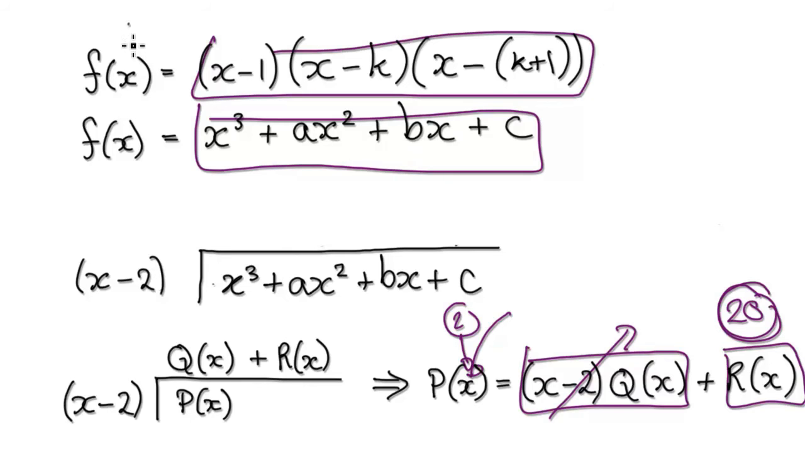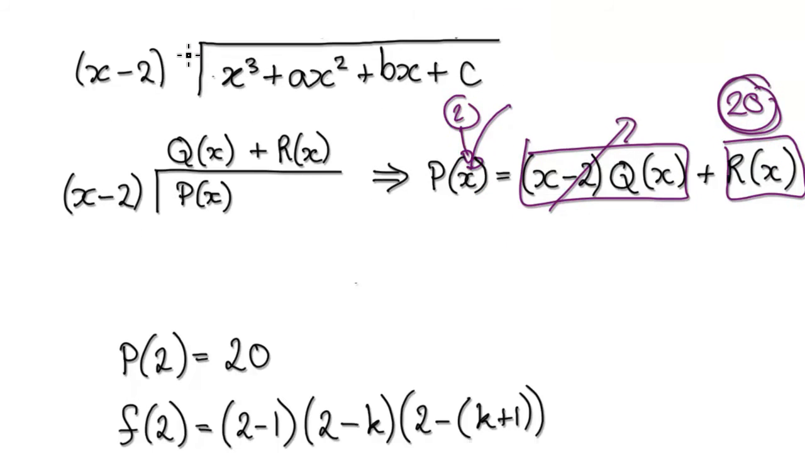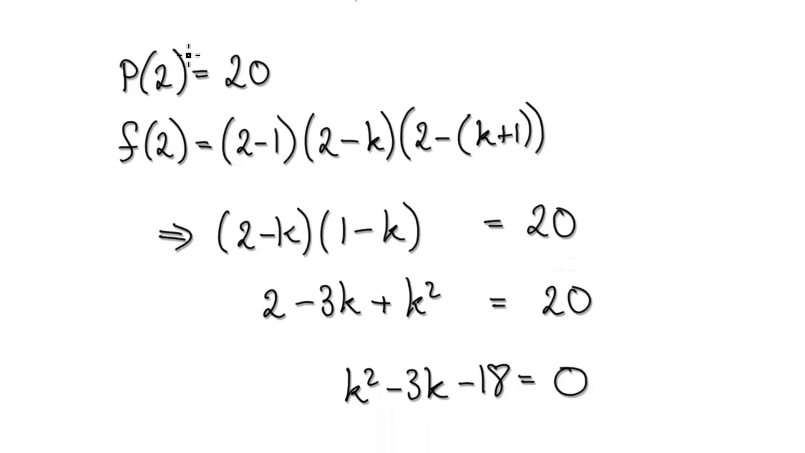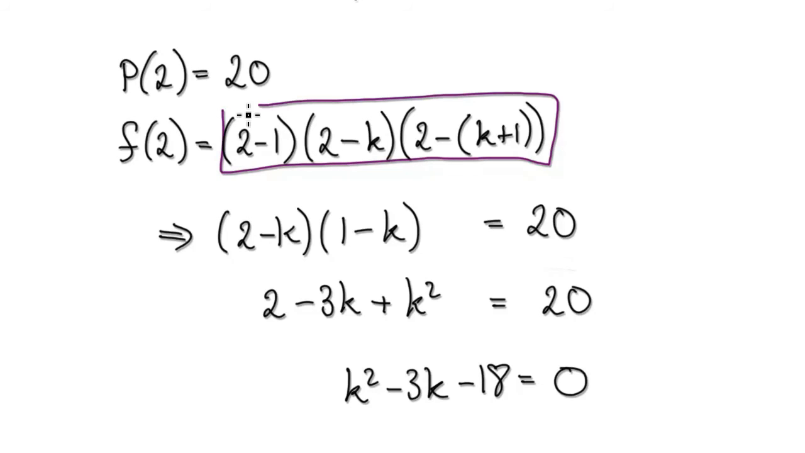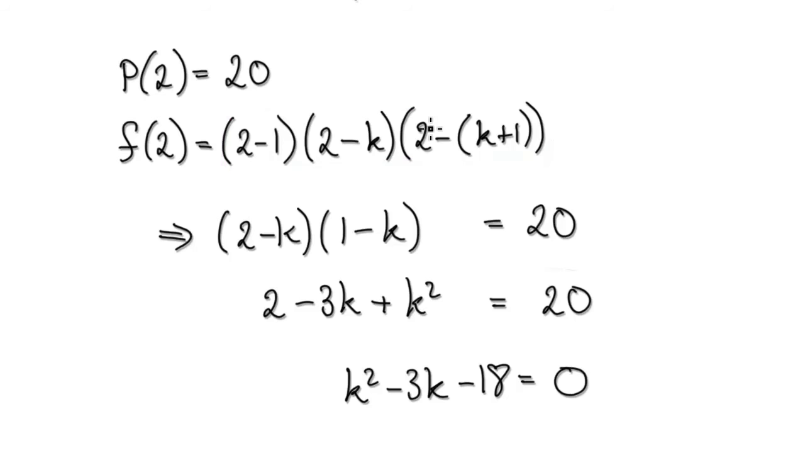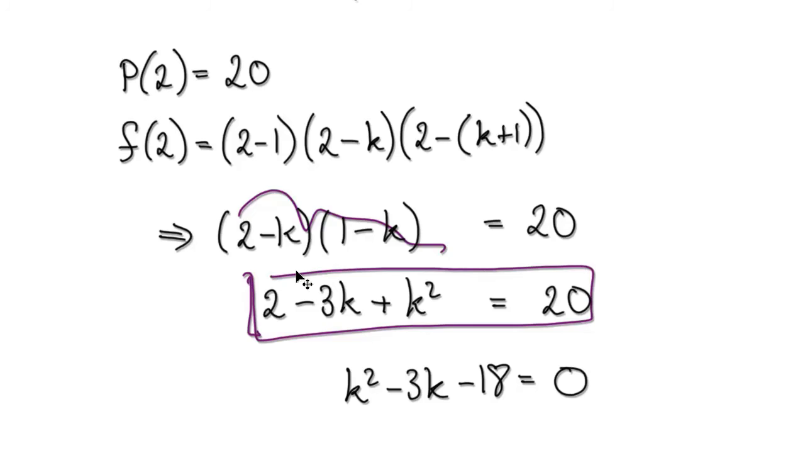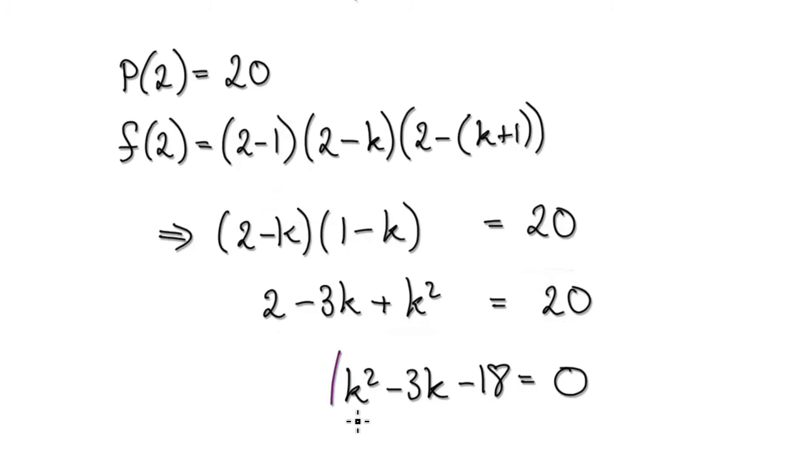So if you put 2 into there, it will then become this thing here. So now tidy this up. Here you've got 2 take away 1, that will give you 1. So this whole thing here equals 20. And then now multiply this out. That will then give you this. And take away 20, that will then give you this.